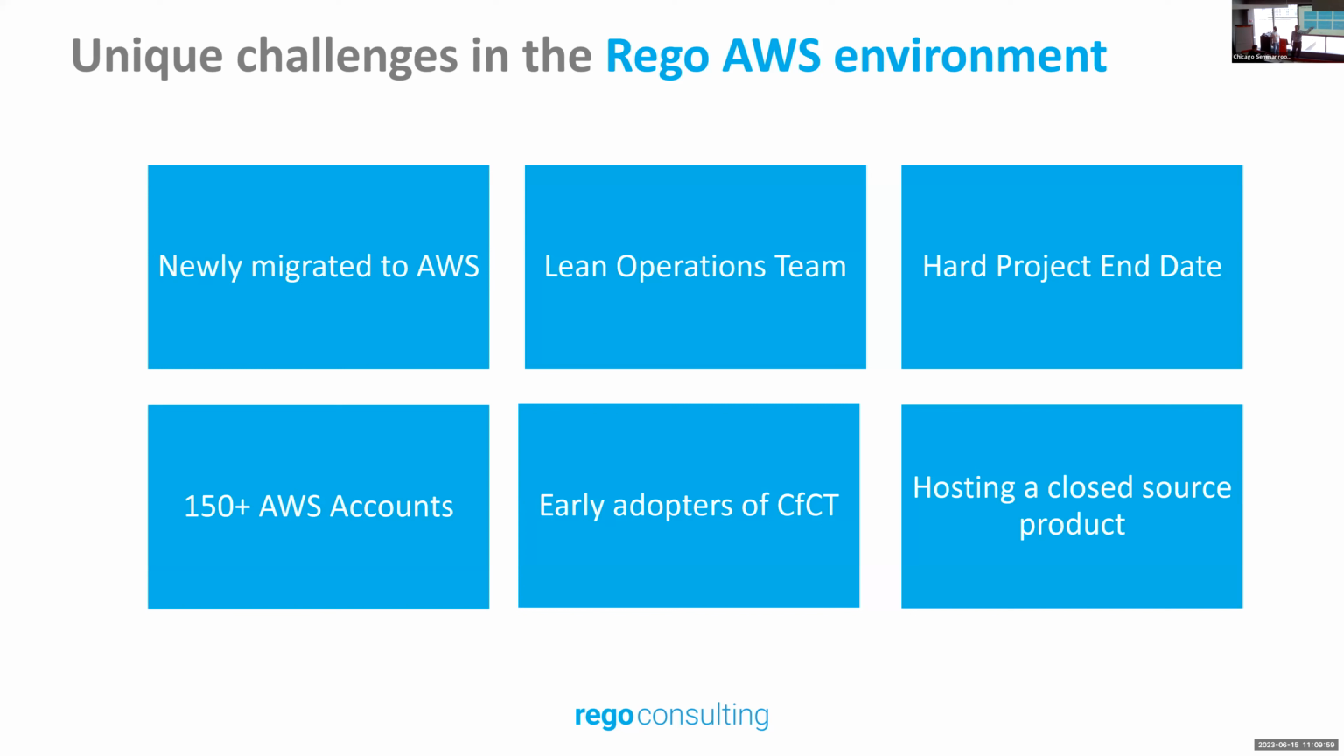I mentioned we had a hard project end date. If we slipped back up October 31st, the Oracle licenses were expiring. There was no slip on this thing. Once they expired, business was gone. We ended up having to have 150 or more AWS accounts.